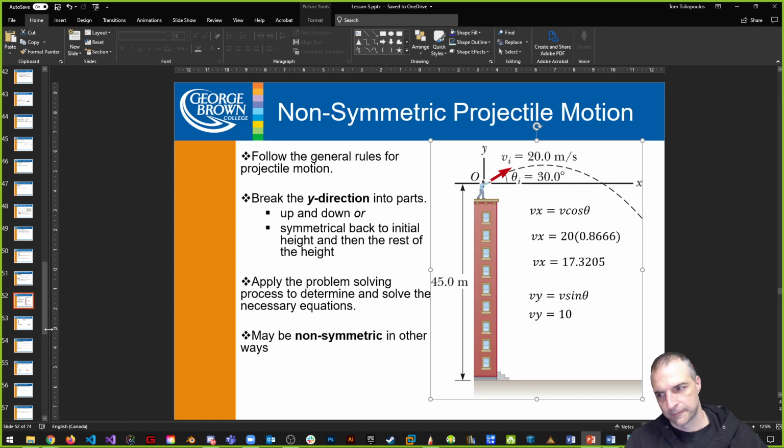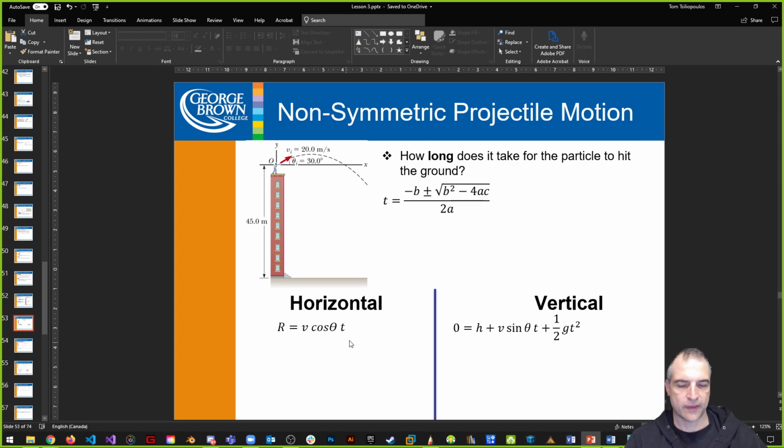So that makes sense. Once I have V cos theta and V sine theta, then we can start figuring stuff out. I know I can use these equations. Range is V cos theta t, and for the vertical component, it's 0 times the height, my height, plus V sine theta t plus 1/2 gt squared. I'm going to leave this for you guys to do.